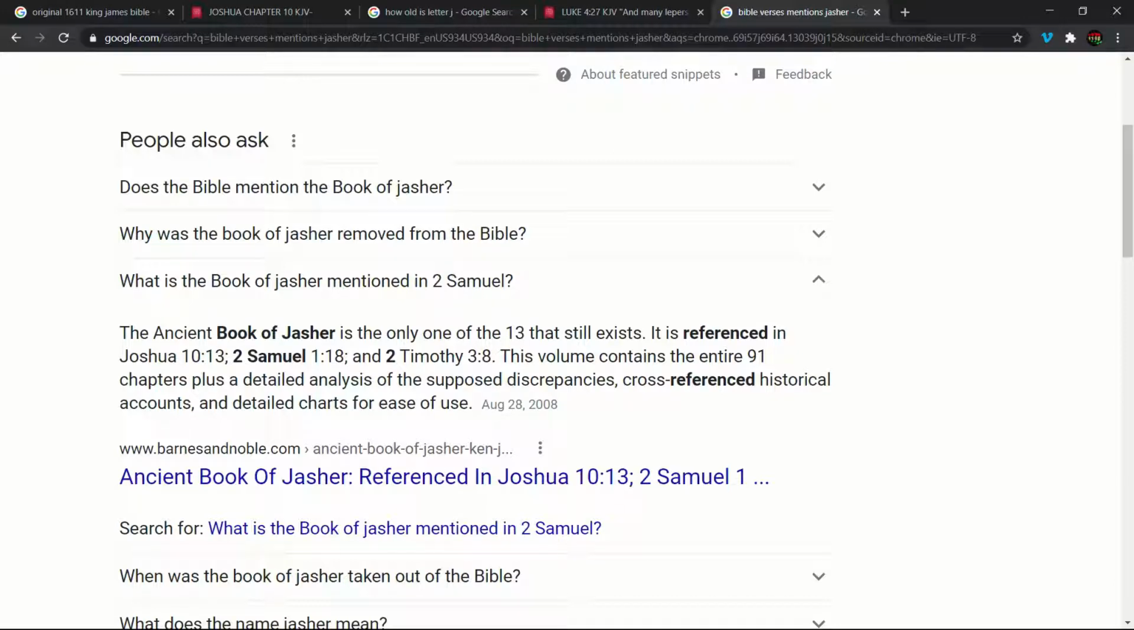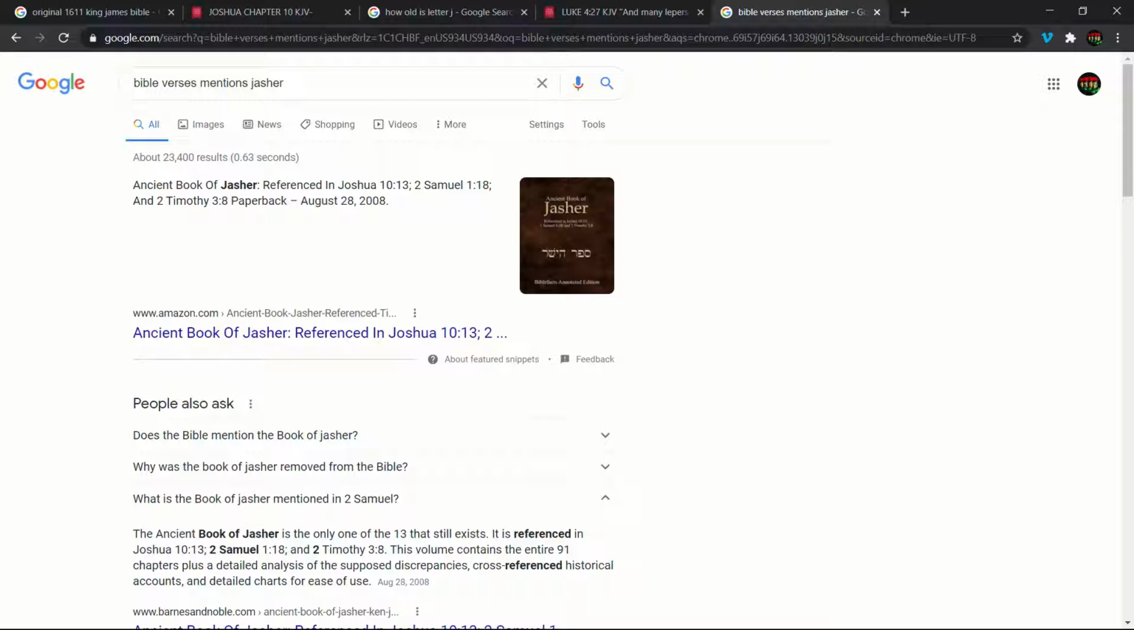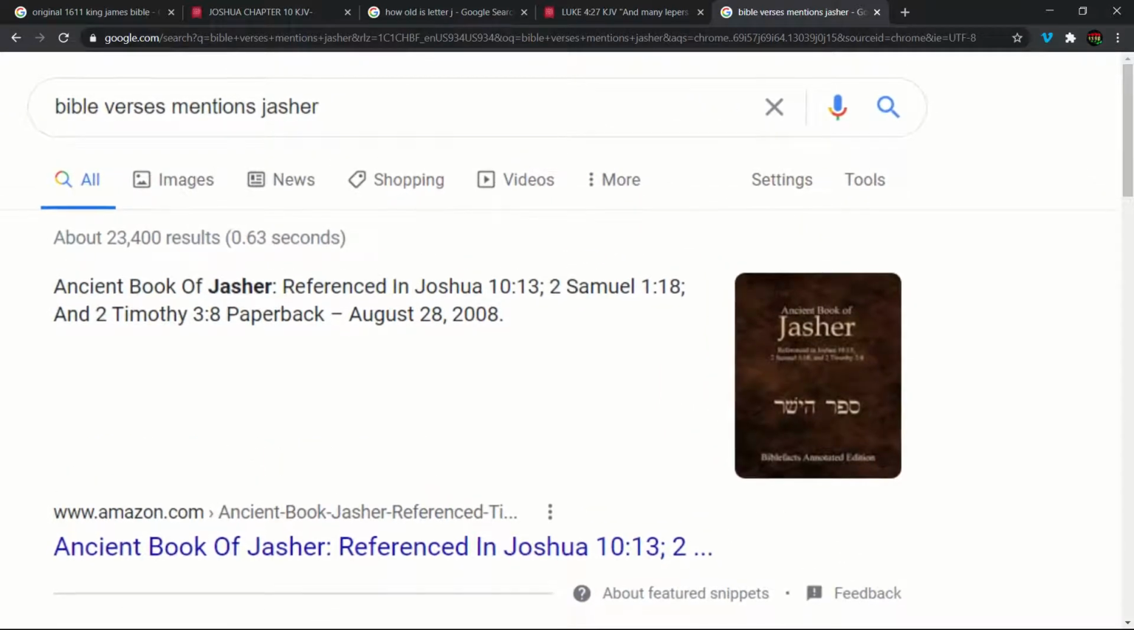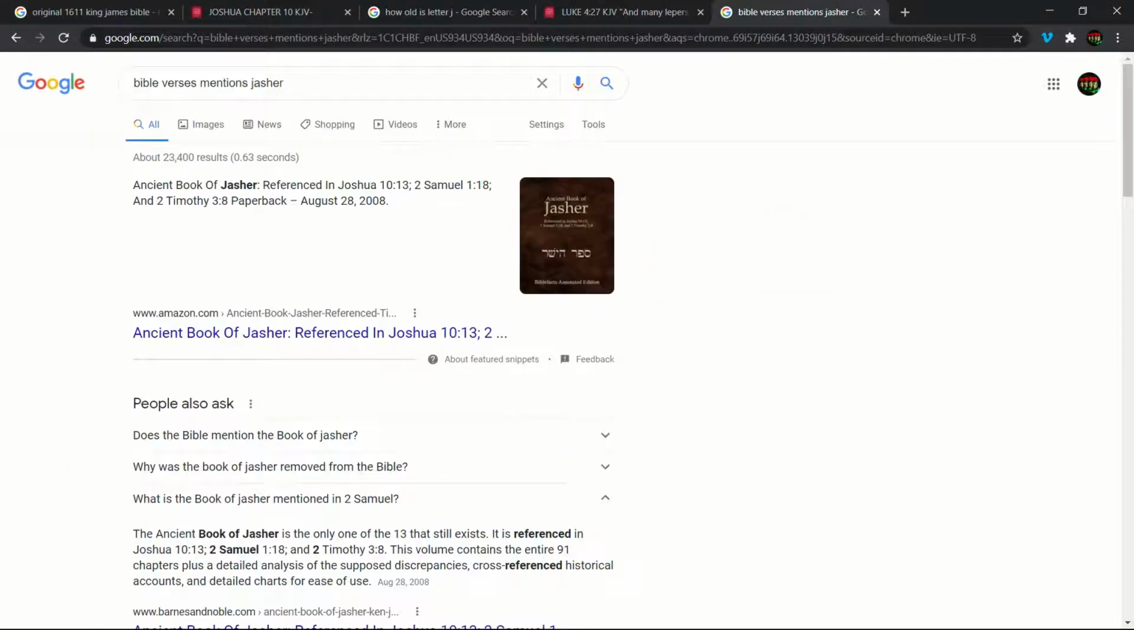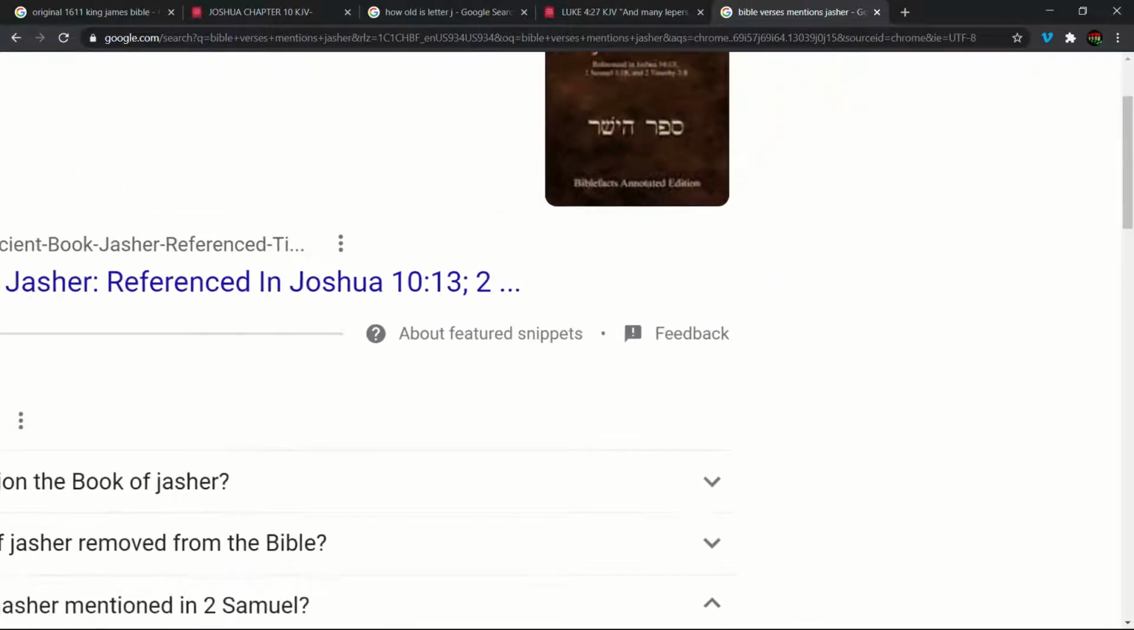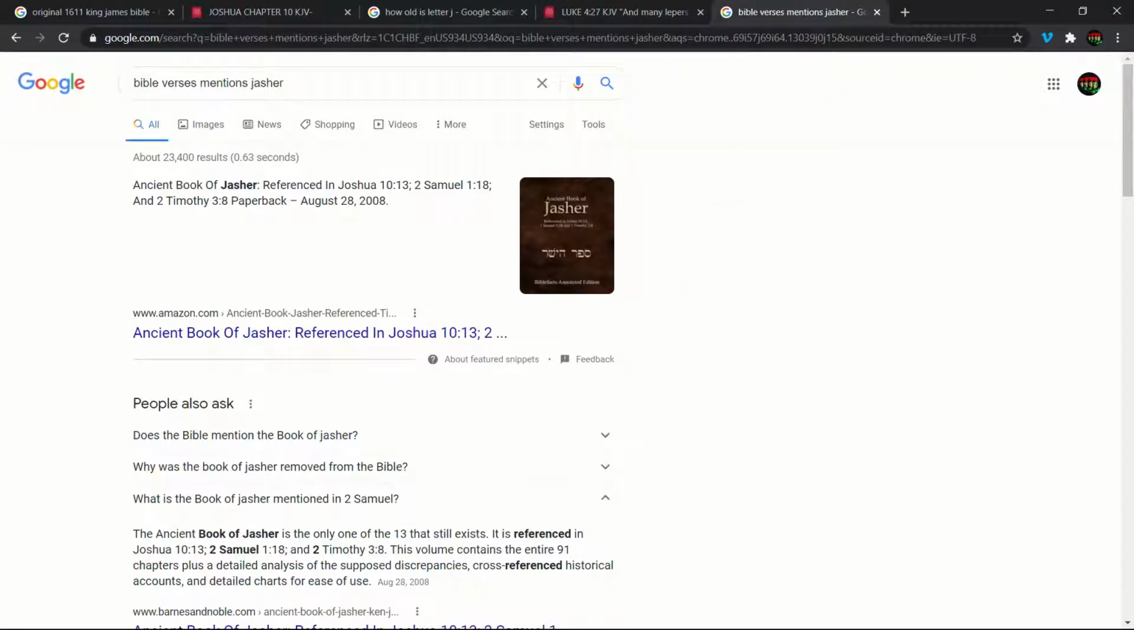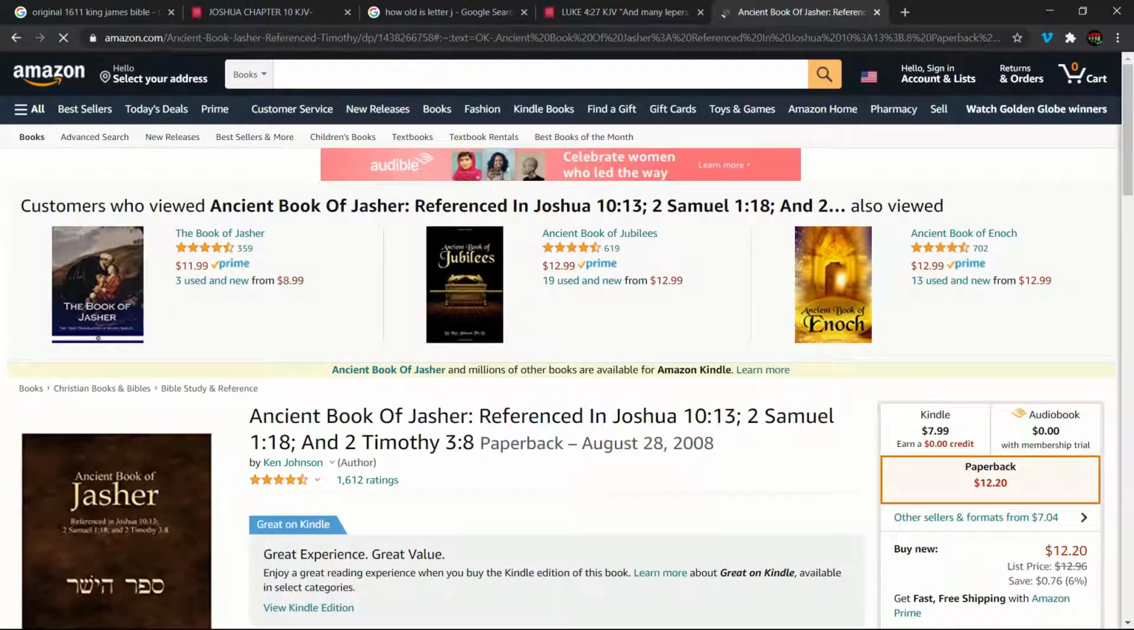Supposed discrepancies. I wouldn't say this. I don't know. I wouldn't say, well, what I will say, I believe in the whole Bible. And I also know that books have been taken out and they didn't include everything. But let me get back on track here. You could look this up yourself. Bible verses mention Jasher. All right. You can go to your Bible, even with the 66 book Bible, and you can go to Joshua 10:13, chapter 10, verse 13, and then I think that's going to be 2 Samuel. But anyway, 2 Timothy 3:8.